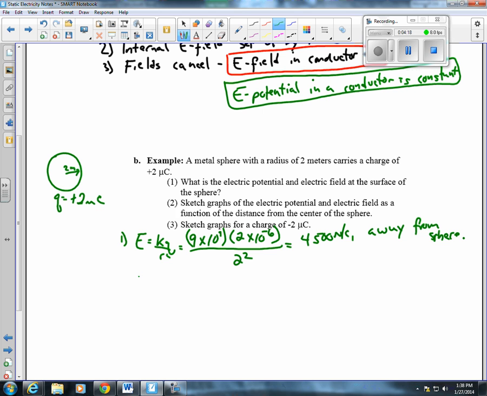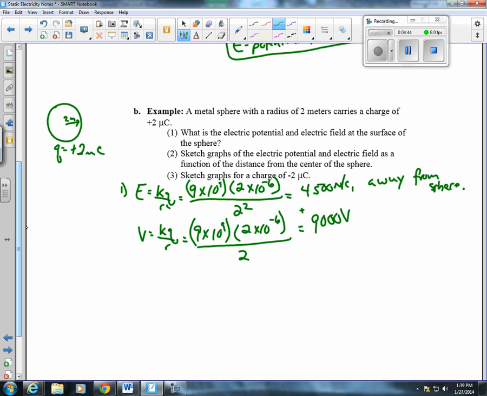Now, for the electric potential, V is kQ over r. So 9 times 10 to the 9th times 2 times 10 to the minus 6th over 2 this time, instead of 2 squared. And that's going to give me 9,000 volts. I don't have to worry about direction, but I do have to think about sign. Since it's a positive charge, I'm going to have a positive 9,000 volts at the surface of that sphere.